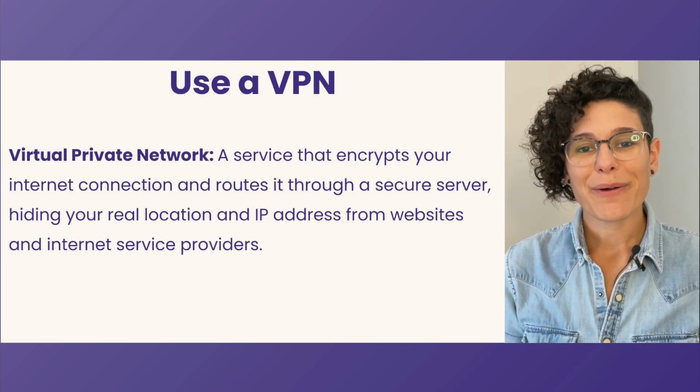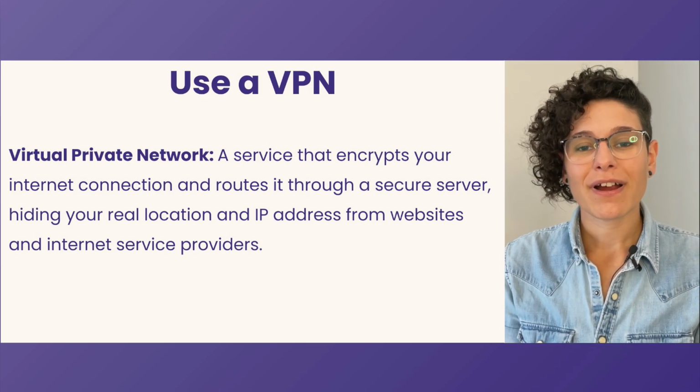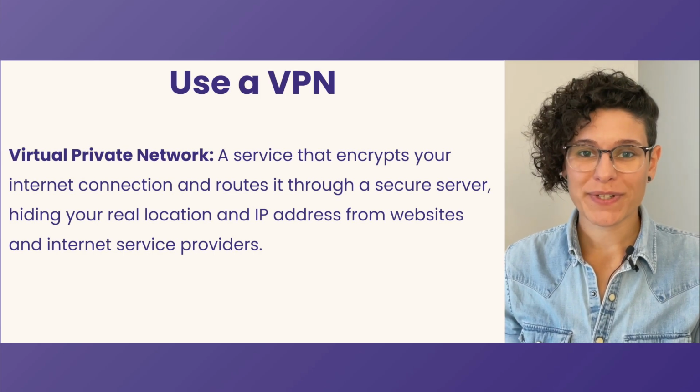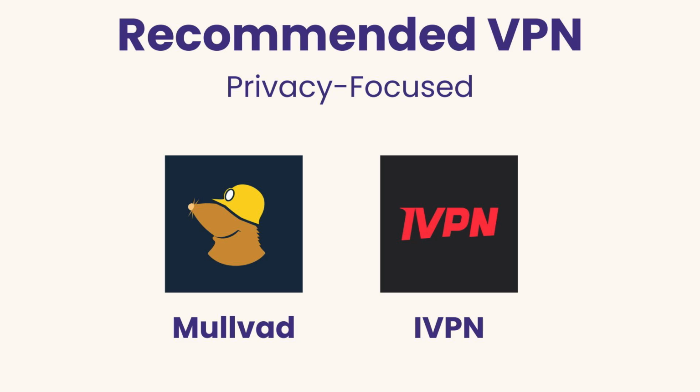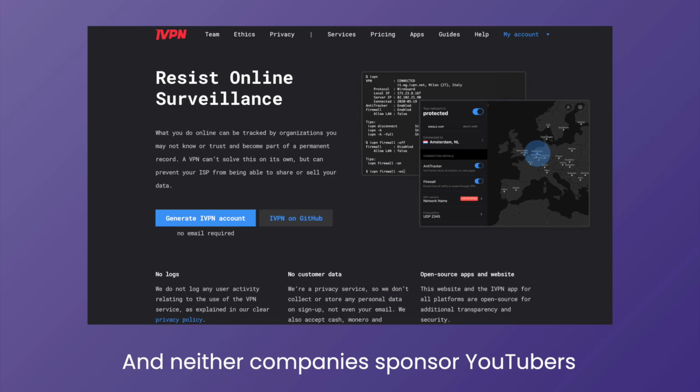A virtual private network is a service that encrypts your internet connection and routes it through a secure server, hiding your location and your IP address from websites and internet service providers. I recommend using a privacy-focused VPN, not the ones recommended by all the sponsored YouTubers that are probably honeypots. The best two, in my opinion, are Mullvad VPN and iVPN. Neither ask for your personal information, both accept Bitcoin over Lightning, and have a great reputation in the privacy and security sector. If you don't have a budget for a VPN right now, you can use the Tor browser instead.